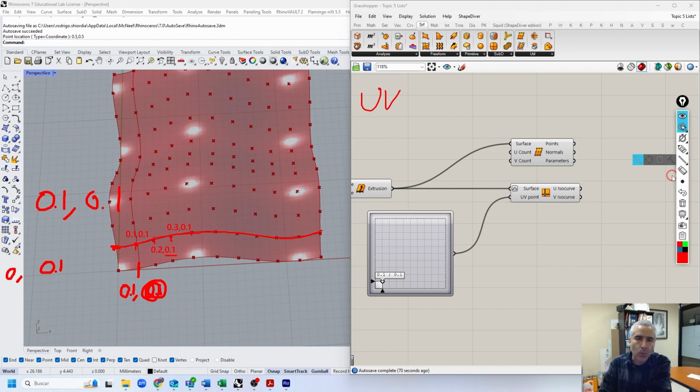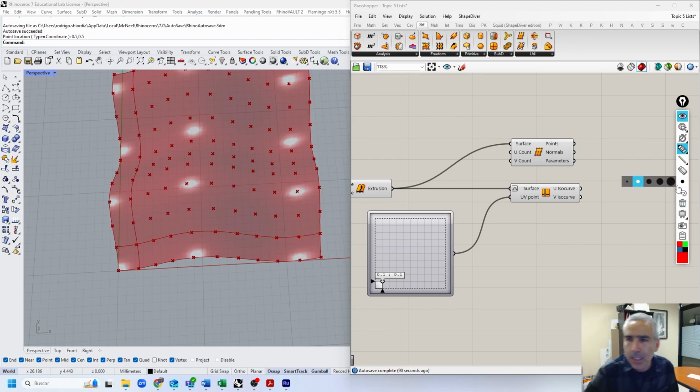We'll put this to work in order to make a surface panelization. That's what we're going to do on this topic. Surface panelization is taking a surface and discretizing it into different parts in order to make it either buildable or more manageable, etc. So we'll get to that in the next video.